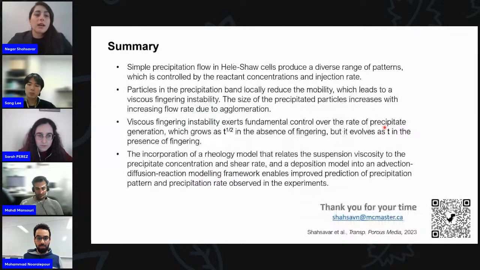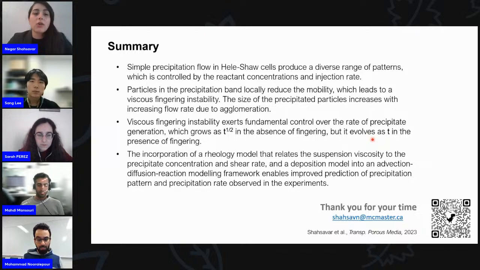So to summarize our research, we conducted a simple precipitation flow in helical cell, and we observed a diverse range of patterns, and we observed that in higher injection rate experiments, we have viscous fingering and we have larger precipitate particles because of the effect of agglomeration, and we observed that viscous fingering controls over the precipitation rate, and it evolves as t to the half in the absence of fingering, and total amount of precipitation evolves linearly in time in presence of fingering.